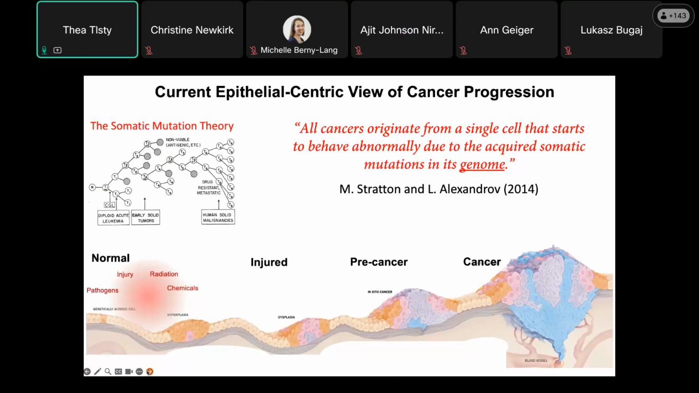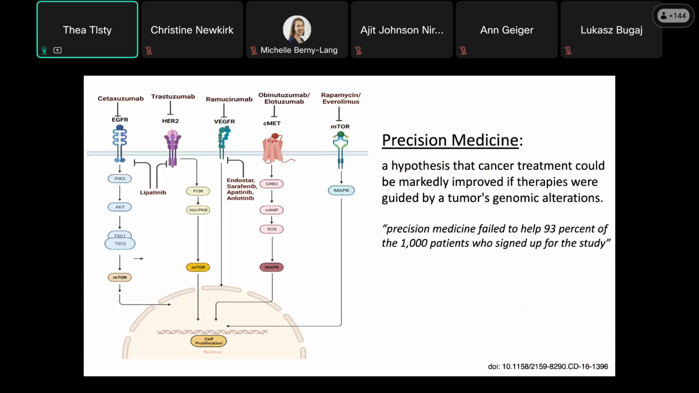This has been codified as the somatic mutation theory, and the idea is through an accumulation of mutations, we eventually arise at a malignant state. This is very important because it's informed the gestalt of the whole field. Here I'm talking about precision medicine. It's taken us to current therapy.